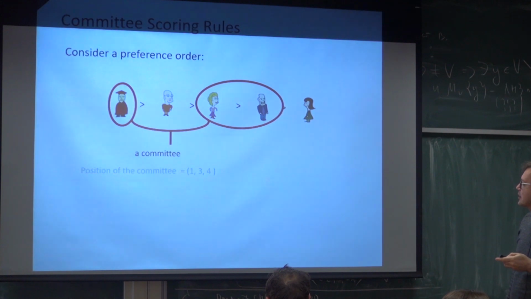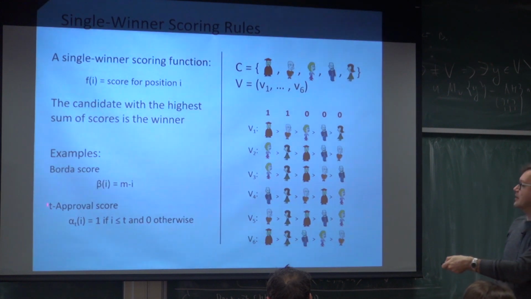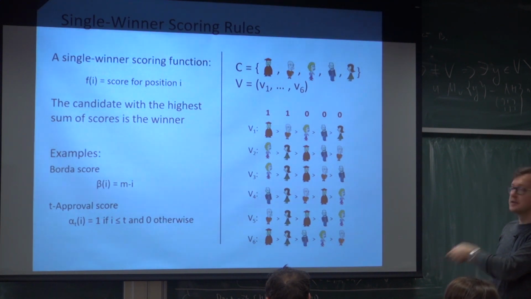Yes, so this was actually quickly done here. So this is Borda score, which is m minus i. m is the number of candidates minus the position of the candidate. A t approval score is alpha t of i. So t is the number of approved candidates. So this is 1 if i is smaller or equal to t, and this is 0 otherwise. Okay?